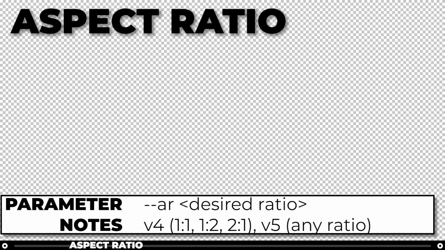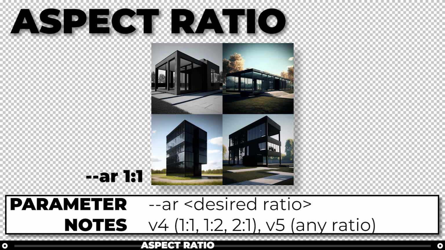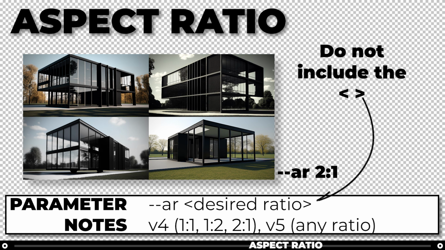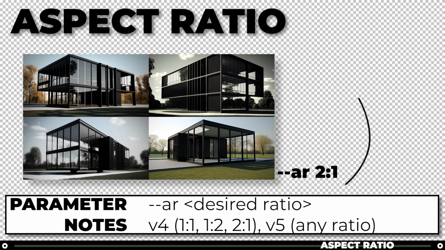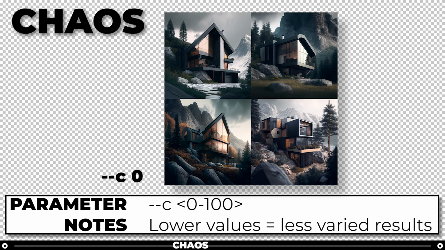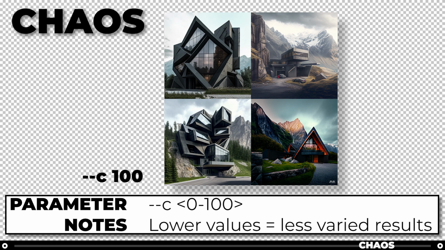Aspect ratios can be changed by using the aspect parameter. On version 4 of Midjourney, the default is 1:1, and you can choose between 1:1, which is square, 1:2, which is portrait, and 2:1, which is landscape. On version 5 of Midjourney, you can choose higher ratios if you would like, for example, 3:1 and 1:4. The chaos parameter will change how crazy and varied your results will be. You can choose any number between 0 and 100, and the default is set to be 0.